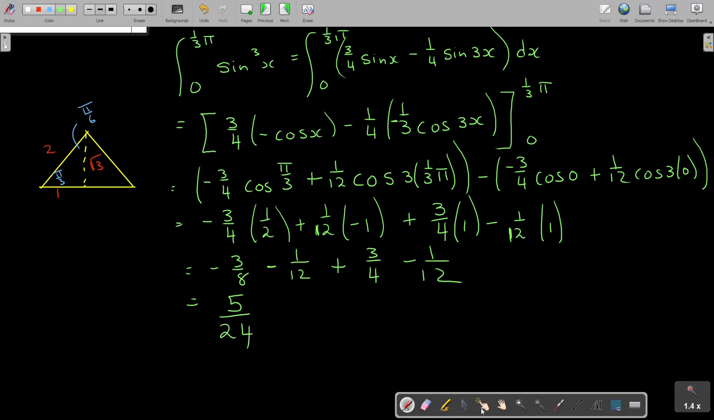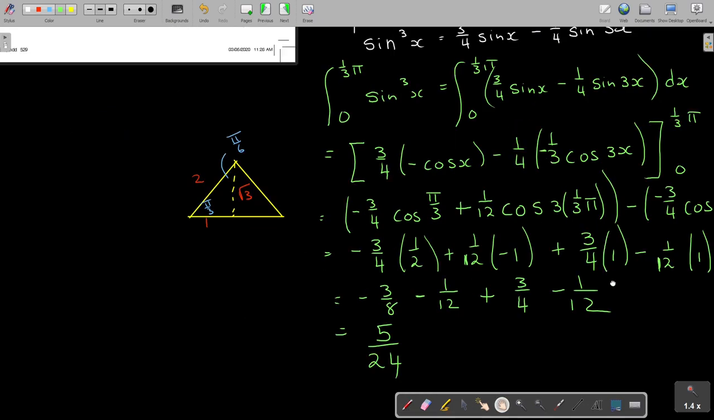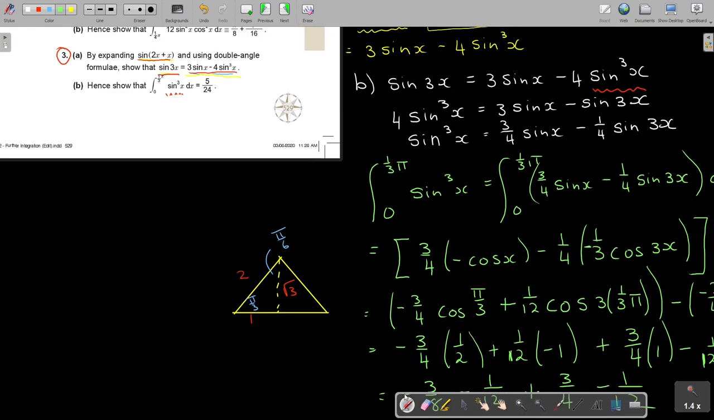And I think if I'm looking at the question, that's what they said: show that it's 5 over 24. It's really, I will say, a level 2, 3 question. So make sure that you practice it more than one time. And also maybe practice a few of this kind in the revision exercise.